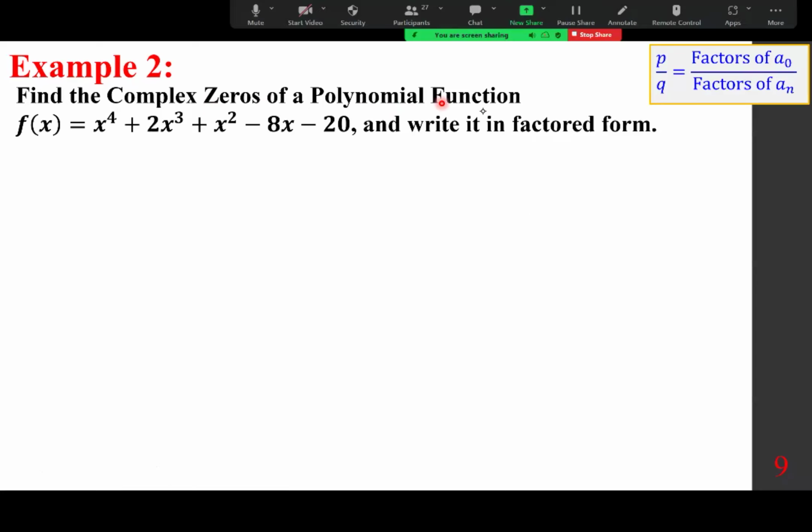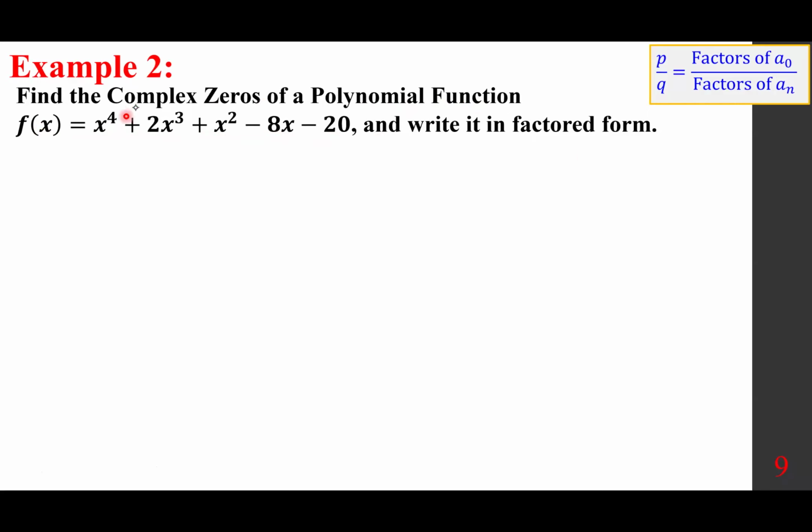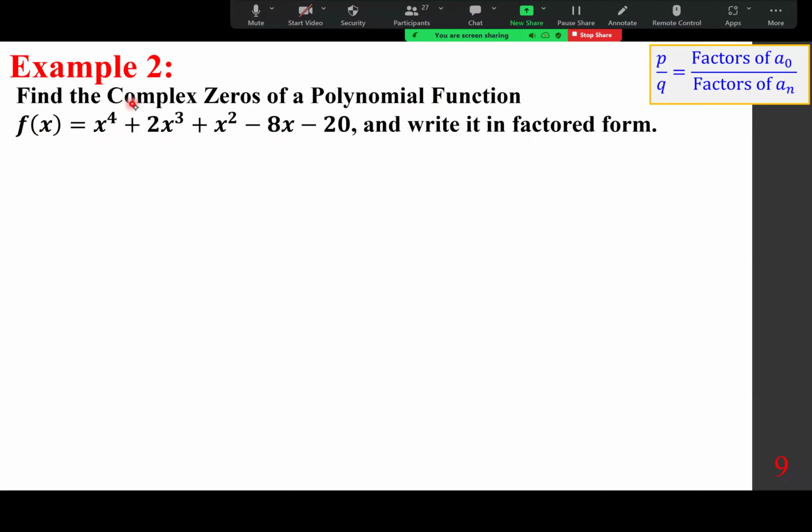Find the complex zeros of a polynomial function where f of x is x to the power of 4 plus 2x cubed plus x squared minus 8x minus 20 and write in factored form. So we're going to cover the synopsis of the previous section by first noticing this is degree 4, and therefore there are 4 complex zeros.